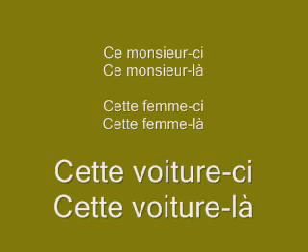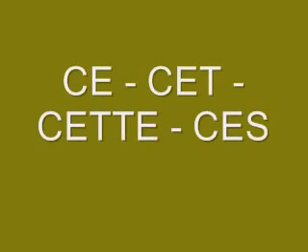Alright, so you use ci or là after any noun, like ce monsieur-ci, ce monsieur-là, cette femme-ci, cette femme-là, cette voiture-ci, cette voiture-là, you are really stressing the fact that the object you are indicating is either very close, or at a distance, far. Alright? So that will be it for this lesson on the demonstrative adjectives in French. Ce, cet, cette, and ces. Again, ce, cet, cette, and ces. Okay? And I have listed all the conditions under which you can use either one.